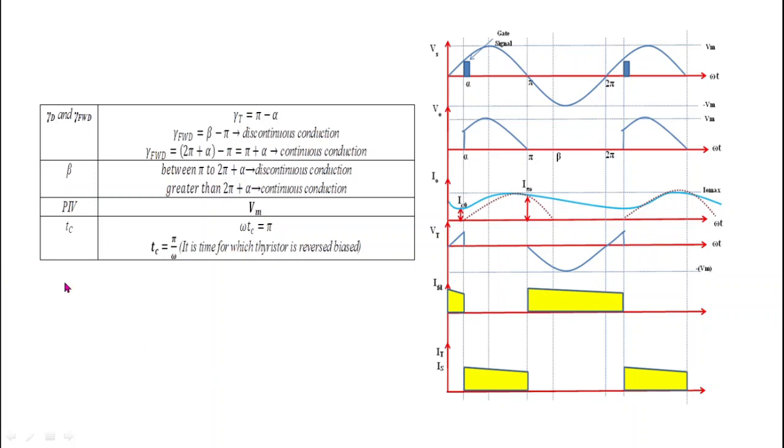Now what is circuit turn off time? It is simply the time for which the thyristor is reverse biased, and we know that for this much angle the thyristor is reverse biased, and this much angle is equal to 2 pi minus pi, and that is equal to pi. So we get omega tc is equal to pi. From this we can get circuit turn off time is equal to pi by omega.